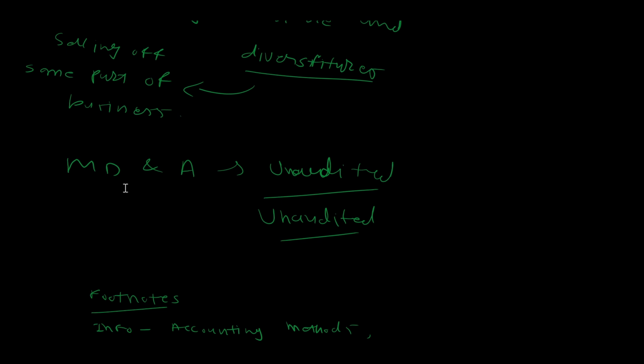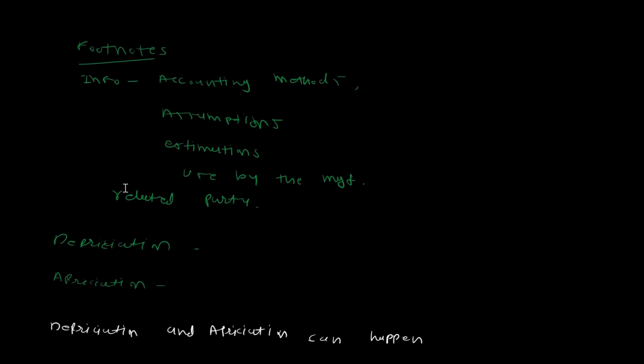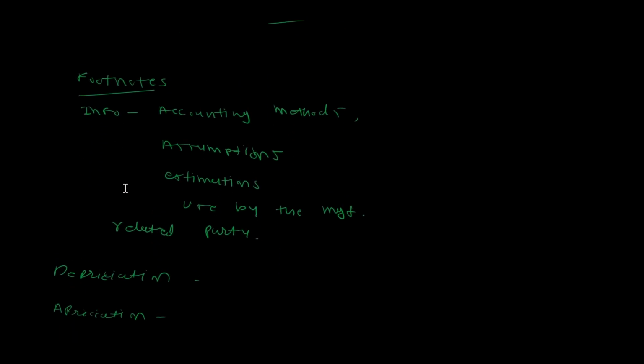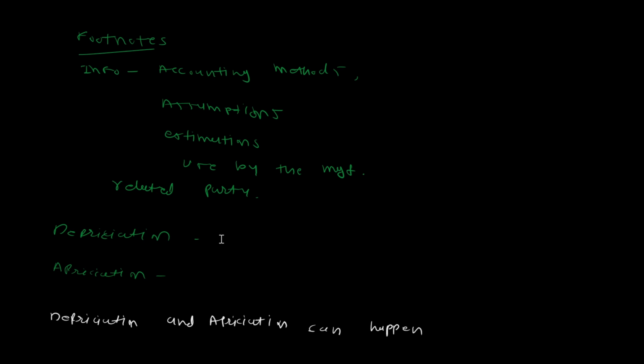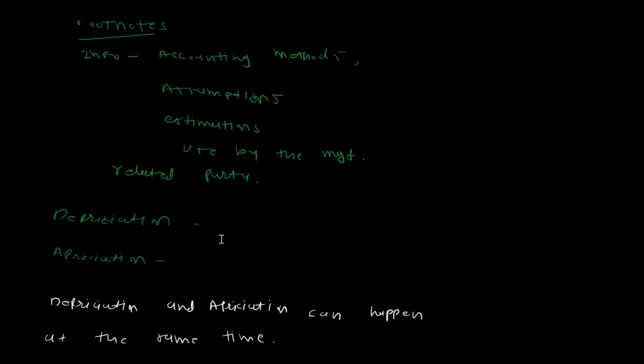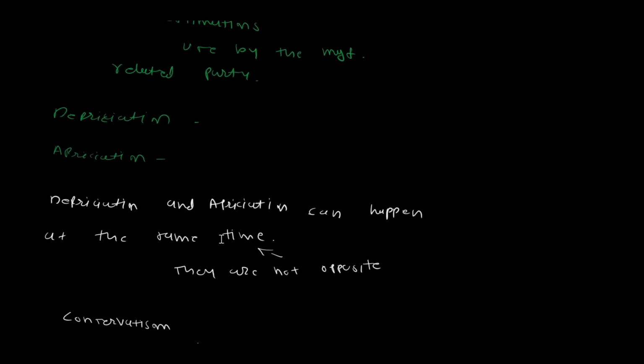Okay, then the CFA talks about the footnotes. Footnotes are the detailed explanation of the financial report. They provide information about the accounting methods, assumptions, and estimates used by the management, and about the related parties.